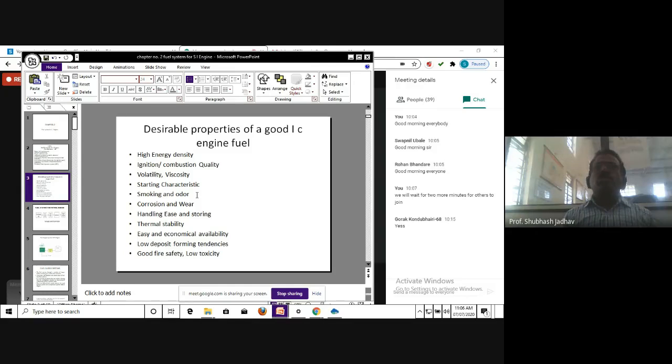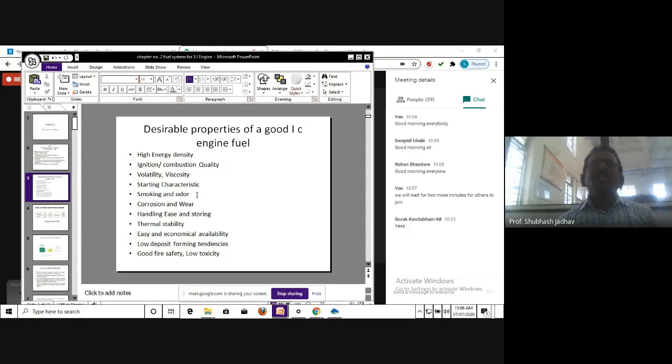Then smoking and odor. Here smoke means, when we burn fuel, smoke is produced. We have the smoke coming from a chulha. So the smoking tendency of the fuel should be lower. Odor means smell, so the smell should not be there. There are so many pungent smells coming.